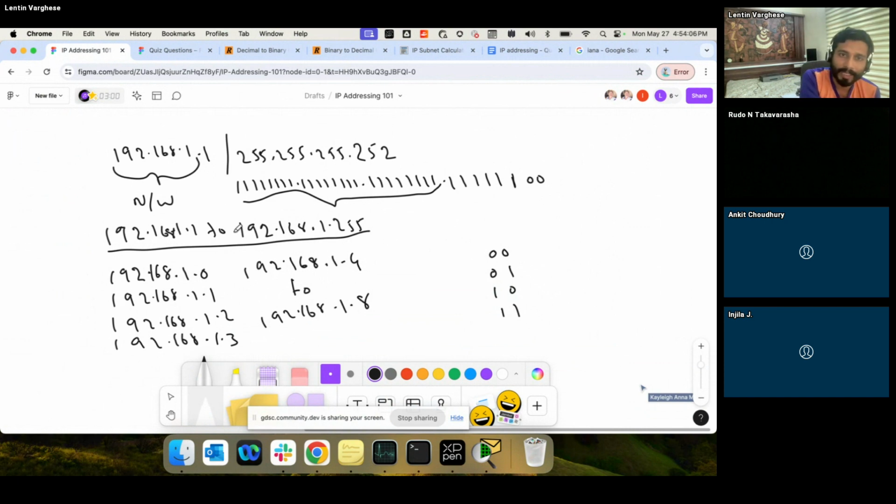Basically, in this big network, 1.2 can communicate with 1.255. Any IP addresses can communicate with each other. But once we do the subnetting, only these 4 IP addresses can communicate with each other. This can't communicate with these guys in here. That's what we are doing by subnetting: splitting a large network into multiple smaller networks. Hopefully you guys got the concept.